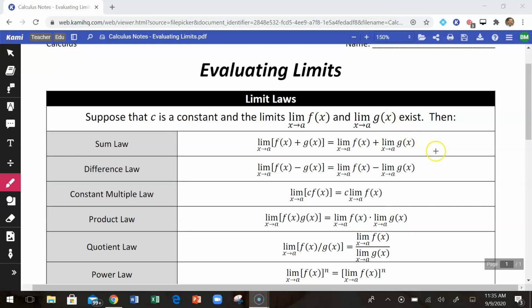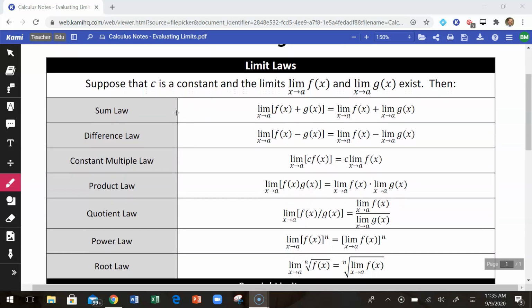Okay, so we have been looking at how to evaluate limits based off of graphs and off of tables, and now we're going to get into how to do so algebraically. So first of all, we have all of these limit laws that we need to know exist so that we can evaluate them the way that we're going to.